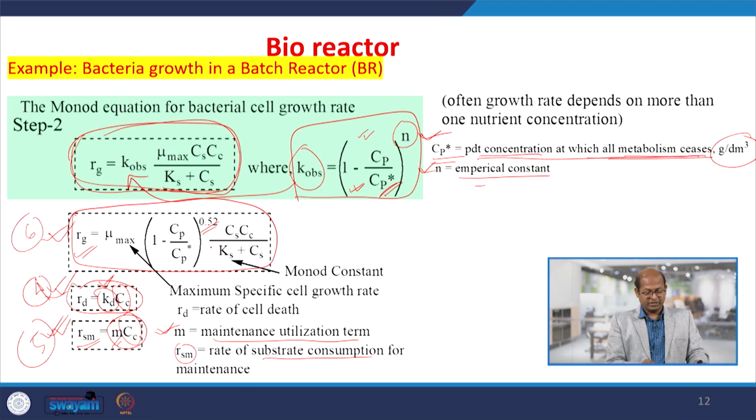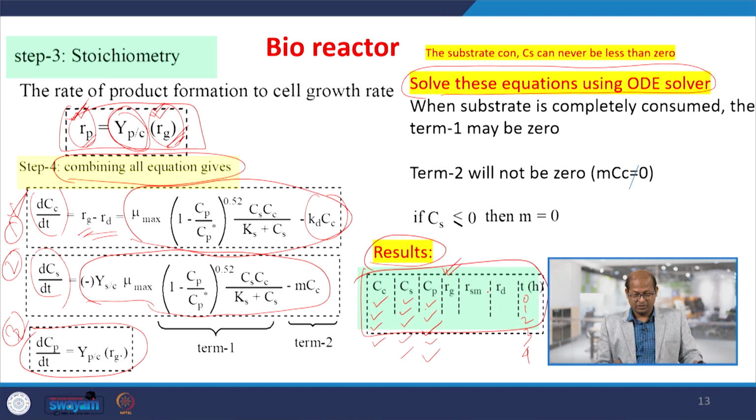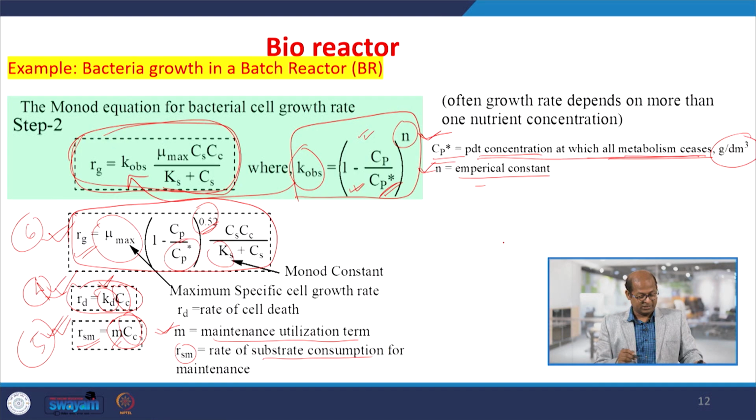So, by putting in the Ks value, which is given, Cp star, which is given, and mu max, which is given, we put the substrate concentration, cell concentration and product concentration into these equations, then we can find the Rg value. We can also find RSM, the substrate consumption rate.